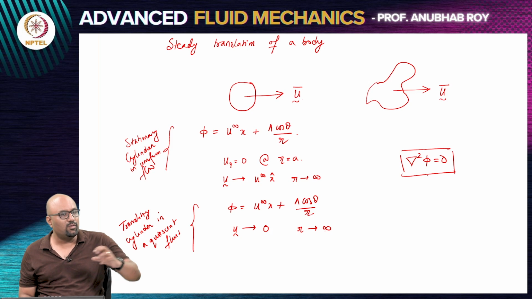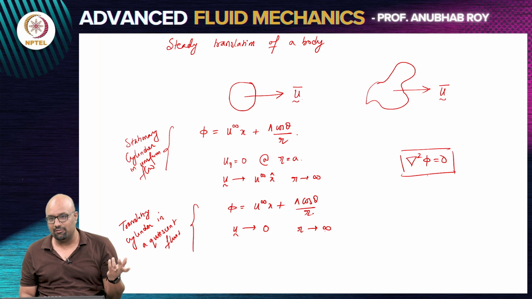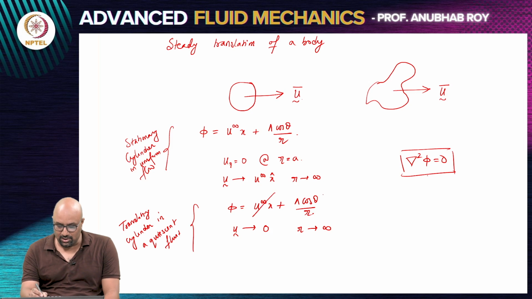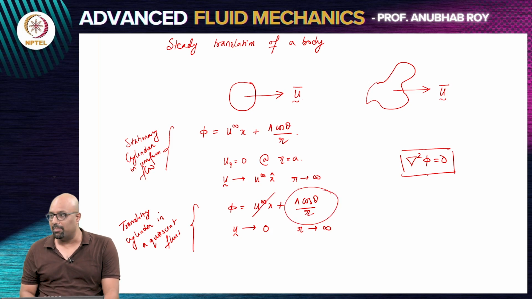I am trying to move an object. If I am trying to move an object, the object will be disturbing the fluid, and far away from the object the fluid is undisturbed. At infinite distance away from the object the fluid is undisturbed, which means the disturbance velocity should go to 0. That means that this part is actually going to be 0. There cannot be a uniform stream in my potential. The potential should only have the doublet part. Now, what is the boundary condition on the surface of the cylinder?